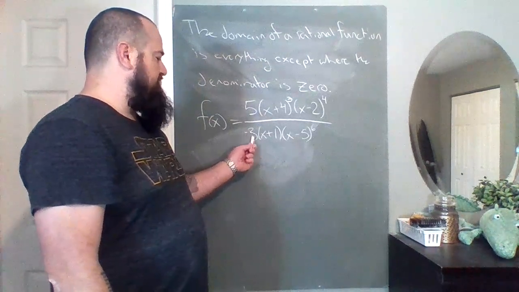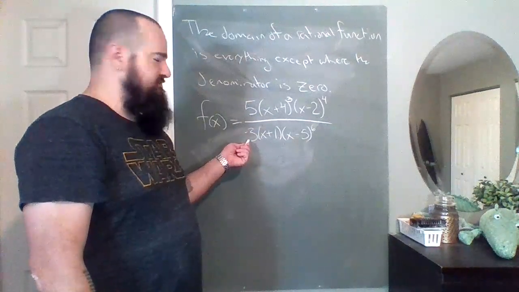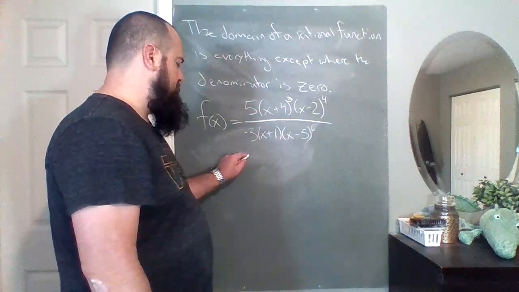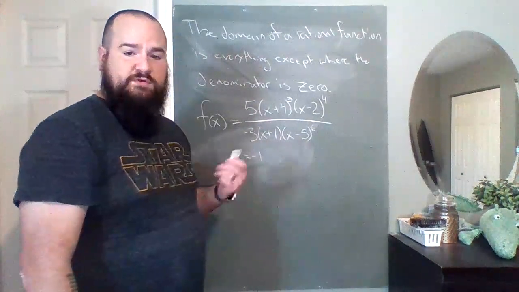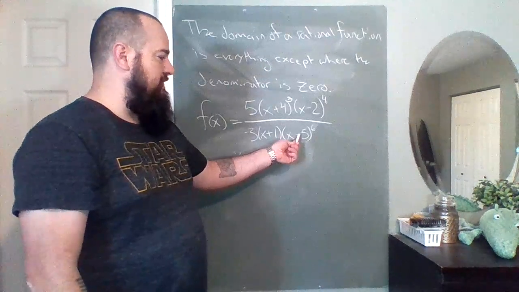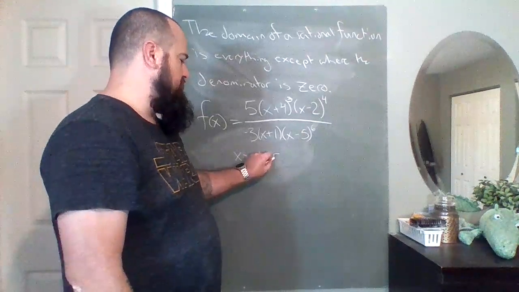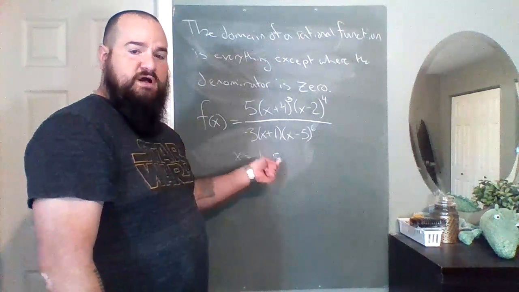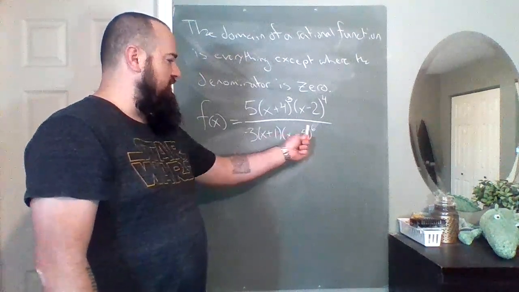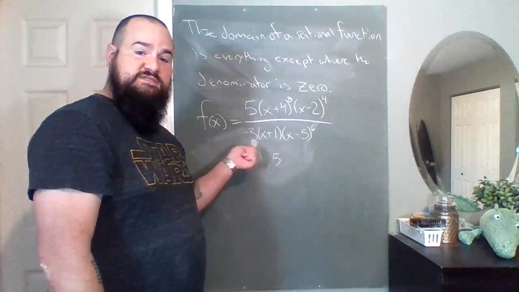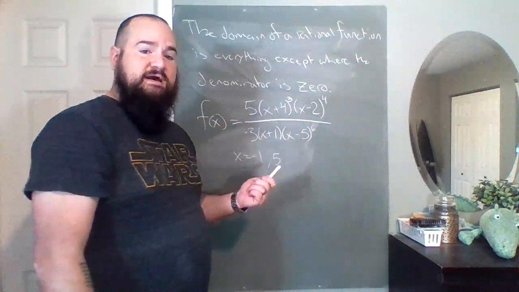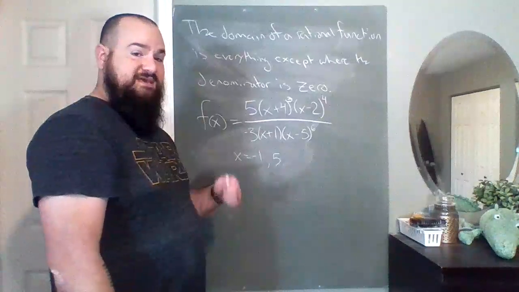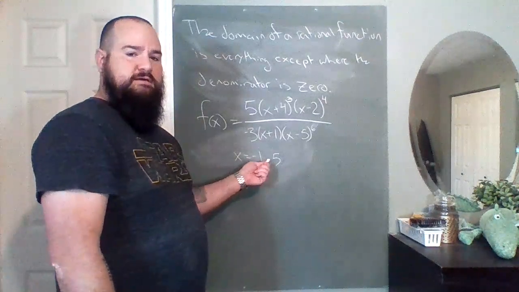So -3, there's no x here, so that doesn't give us a 0. This term x plus 1, that's where x equals -1 will give us a 0. And then here we have x minus 5, so that's a positive 5. So if x equals -1 or positive 5, our denominator is 0, which means this function is undefined. So that means our domain for this is everything except -1 and 5.